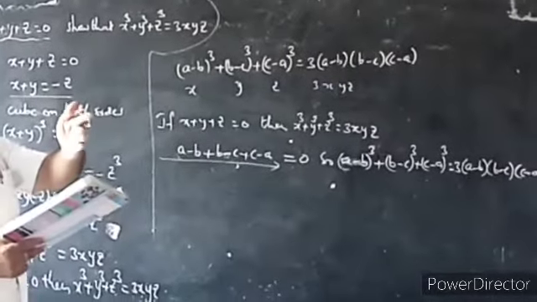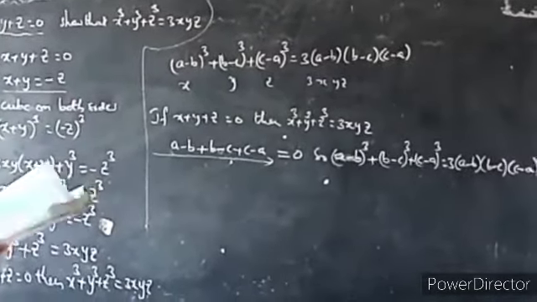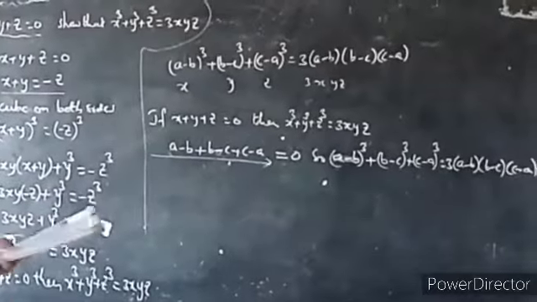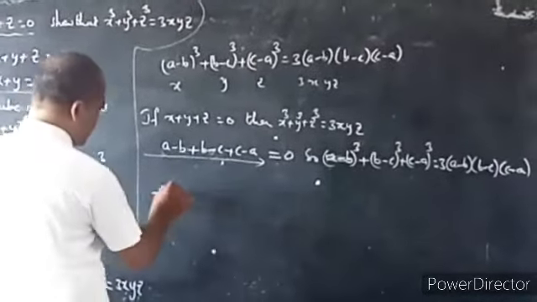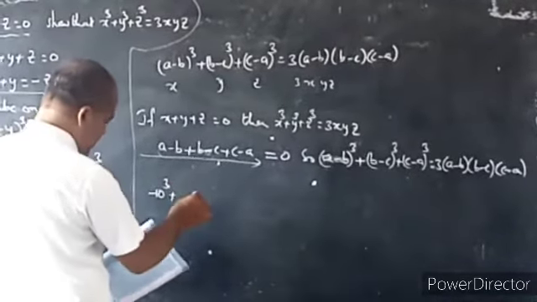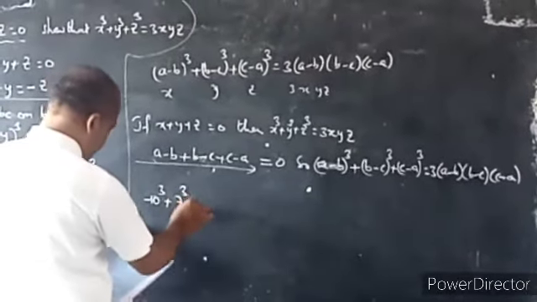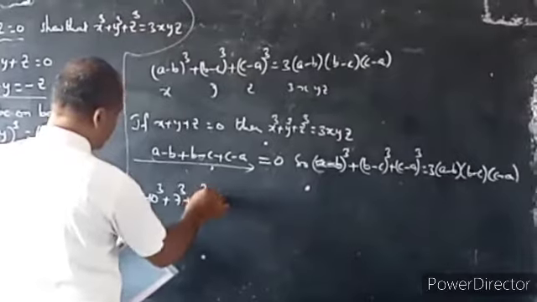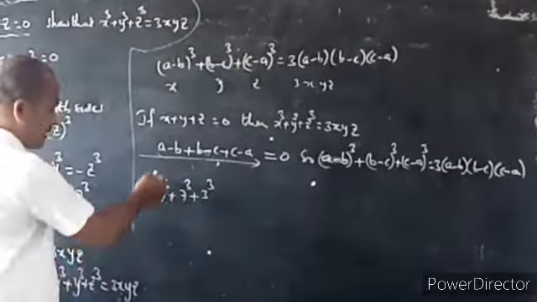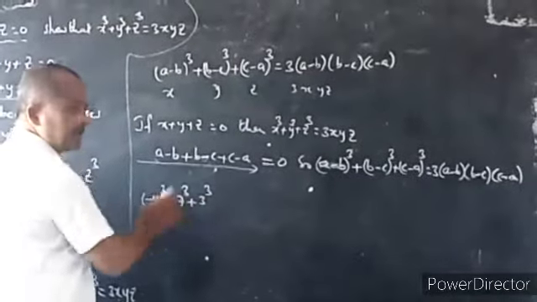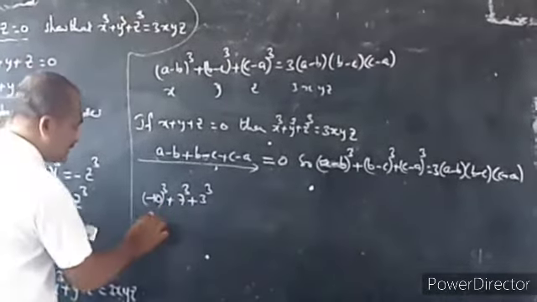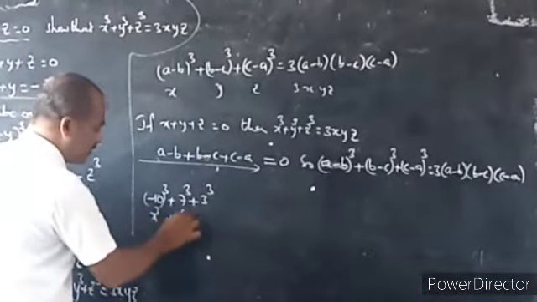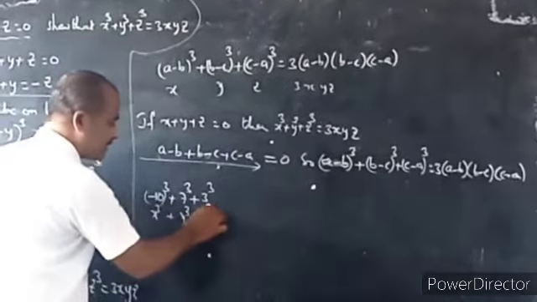Without actually calculating the cubes, find the value of each of the following. Minus 10 cube plus 7 cube plus 3 cube. That means x cube plus y cube plus z cube is given. So first it is x cube, it is y cube, it is z cube given.